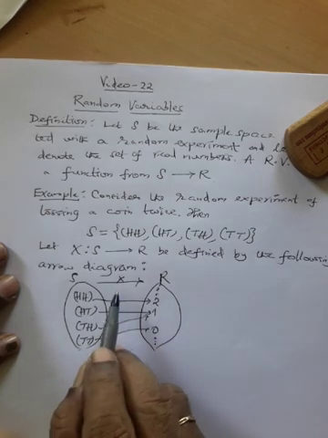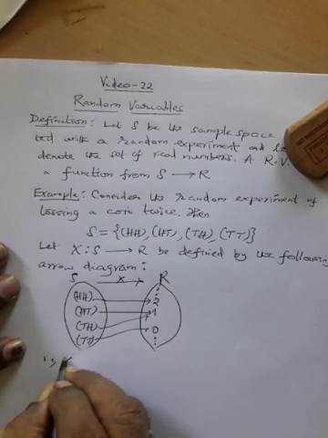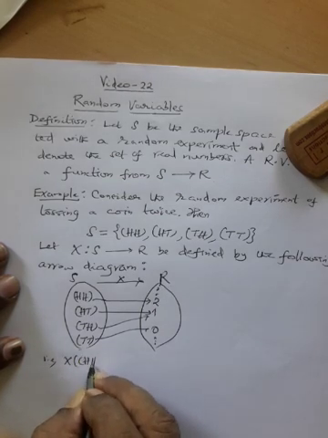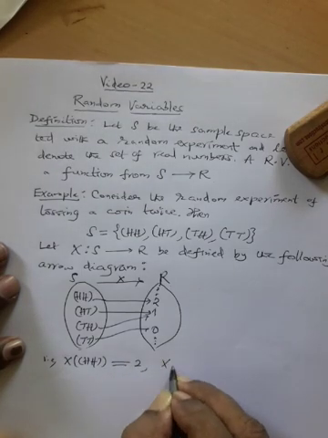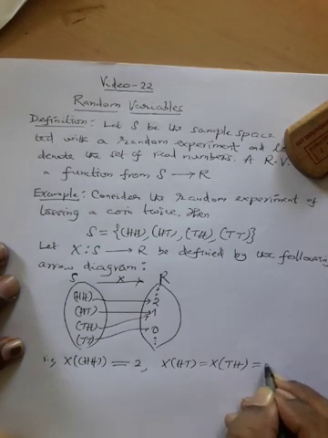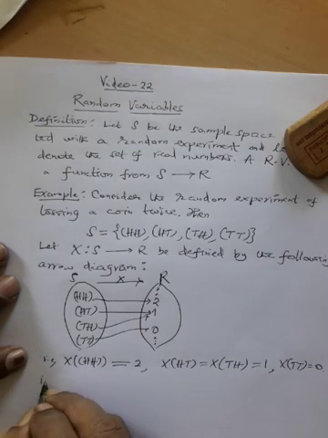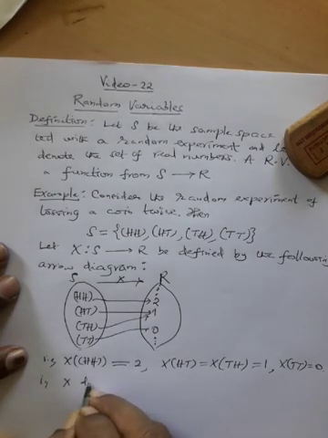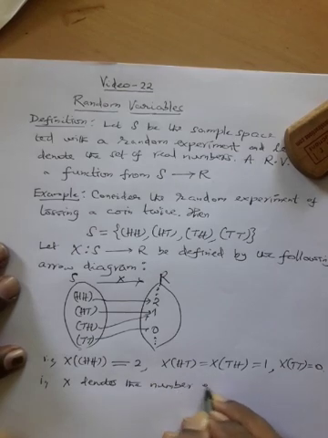Let X be defined by the following arrow diagram, like that. That is, X takes the point HH to 2, X of HT equal to X of TH equal to 1, and X of TT equal to 0. That is, X denotes the number of heads.